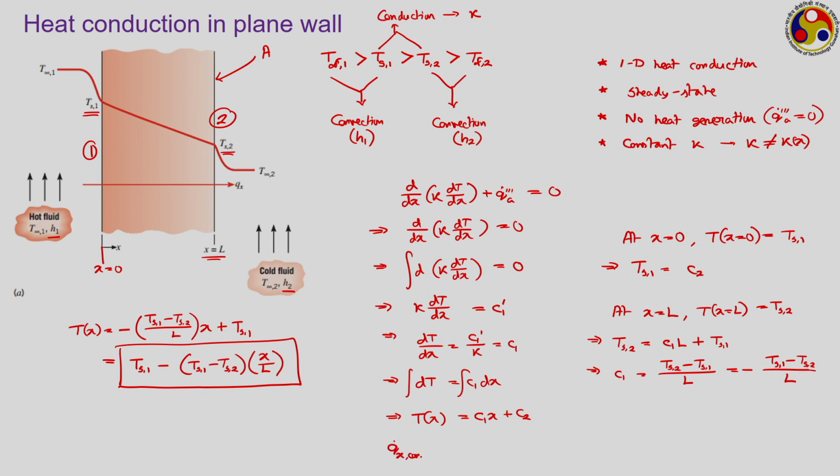Say if we want to calculate the rate of heat transfer, then we know that q dot in the x direction following conduction only will be equal to minus k dT dx, that is equal to, differentiating this T of x with respect to x, minus k of C1, that is equal to, putting the expression for C1, Ts1 minus Ts2 into K upon L. This is the heat flux, and finally, if we want to have the total heat conduction, then that is equal to heat flux into the area, that is K A by L into Ts1 minus Ts2. Let us proceed with this.